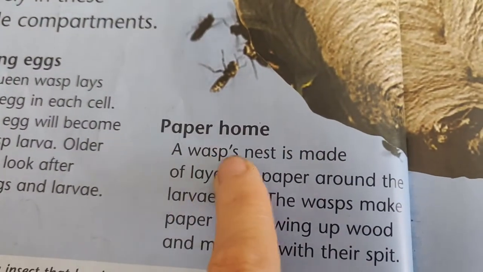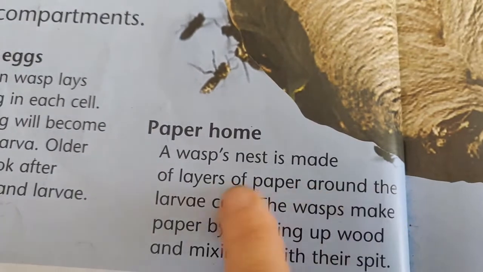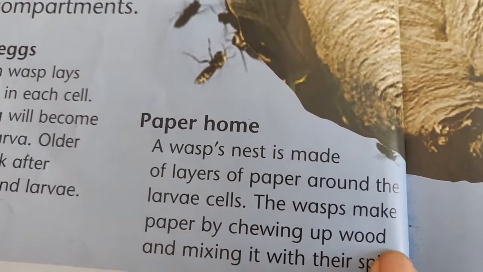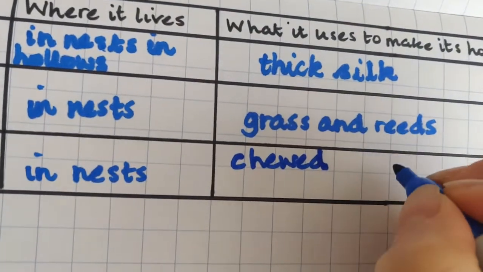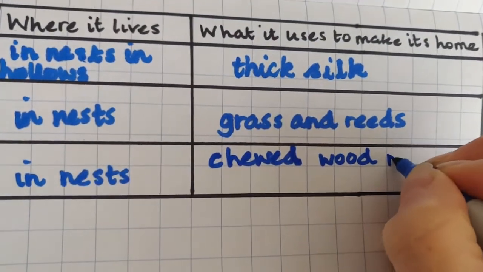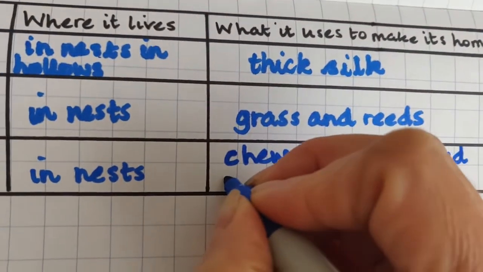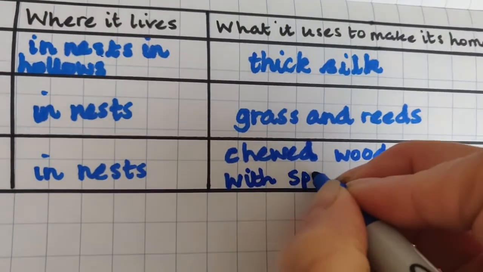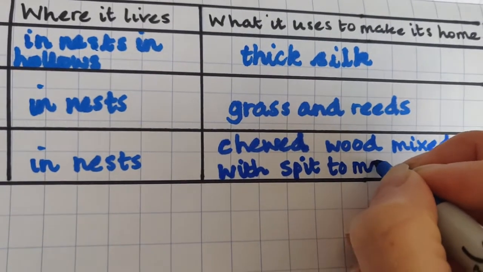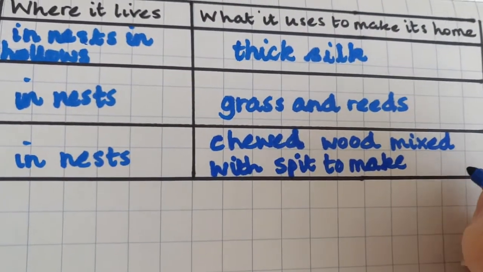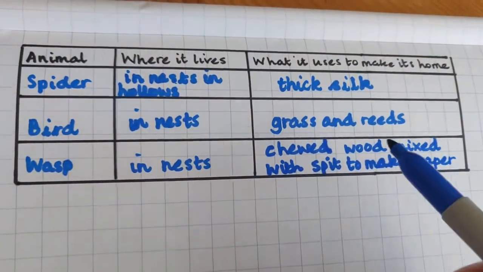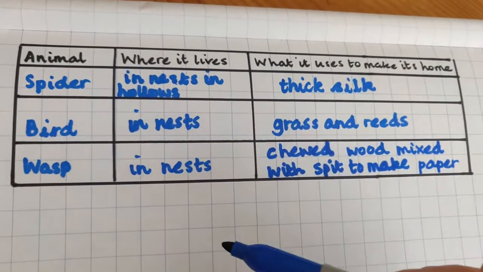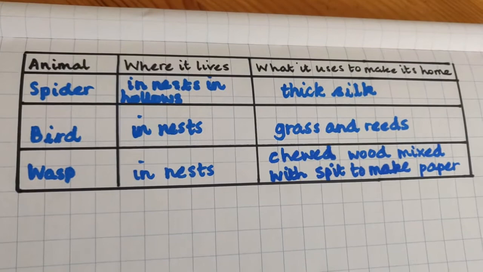Here we go. A wasp's nest is made of layers of paper around the larva cells. The wasps make paper by chewing up wood and mixing it with their spit. So what they use is chewed wood mixed with spit to make paper. So now the reader can see the difference between what each animal uses and can find the information quite quickly. So that's one way that we can set out information, using a table.